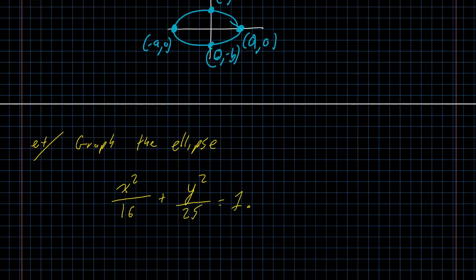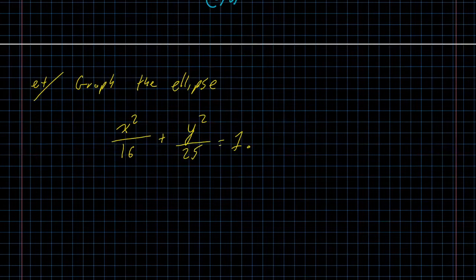So for example, if I ask you to graph the ellipse x squared over 16 plus y squared over 25 equals 1, you can get pretty quickly that a is 4, because 4 squared is 16. You get that b is 5 because 5 squared is 25.